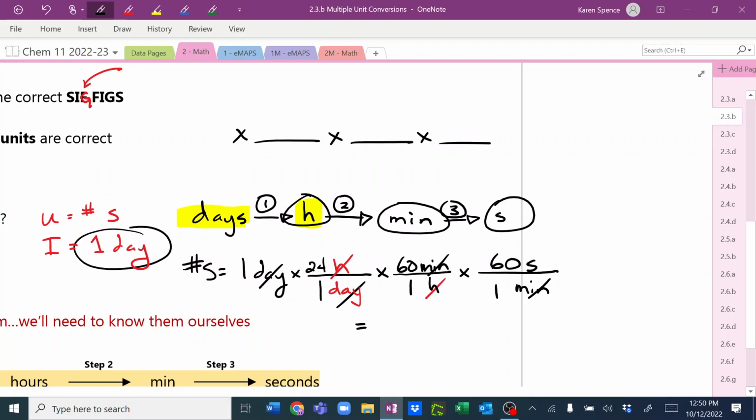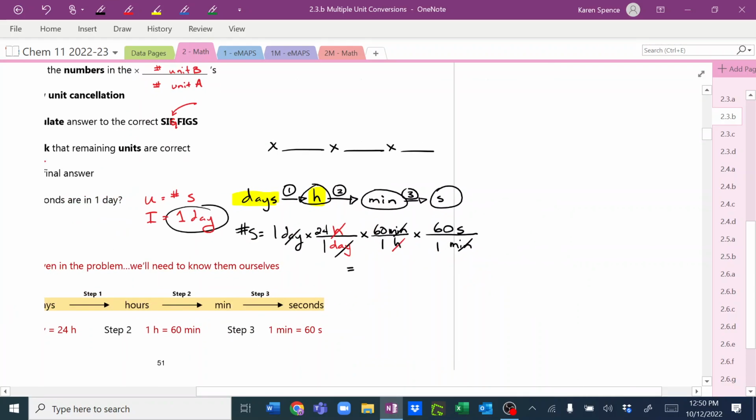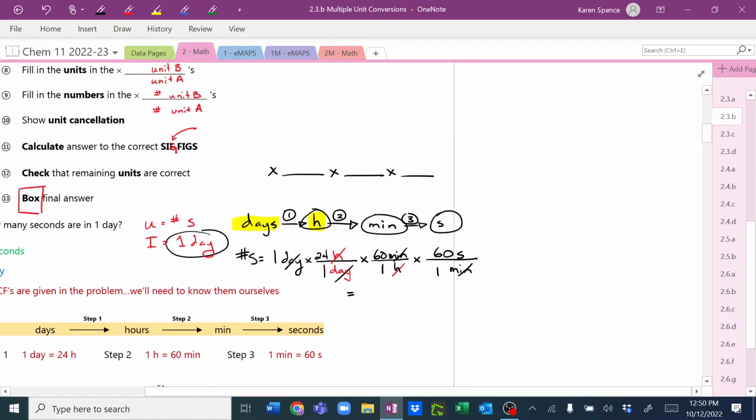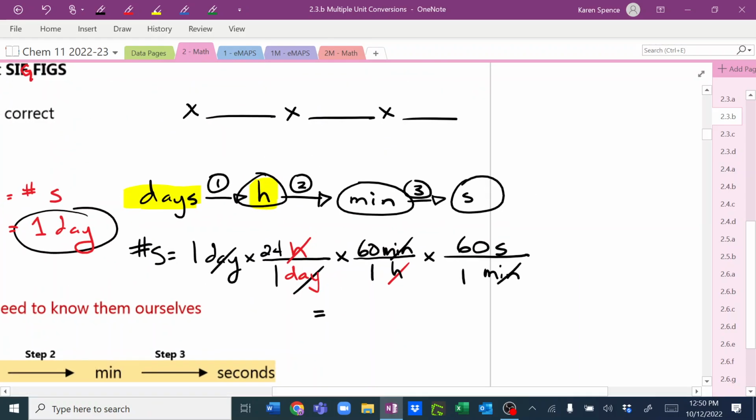What did it do to my calculator? I probably have it written down here. Let's see. Do I? Yes, I do. Okay. 24 times 60 is equal to 8,600.